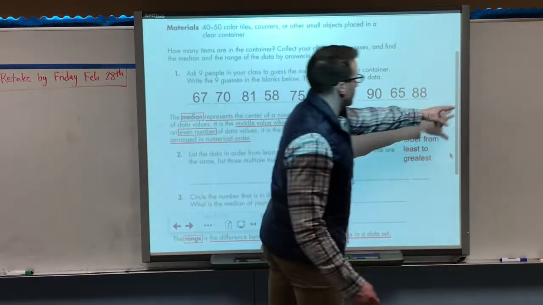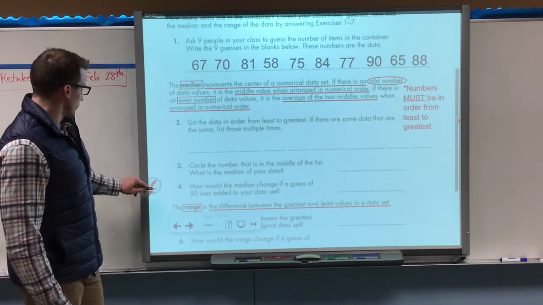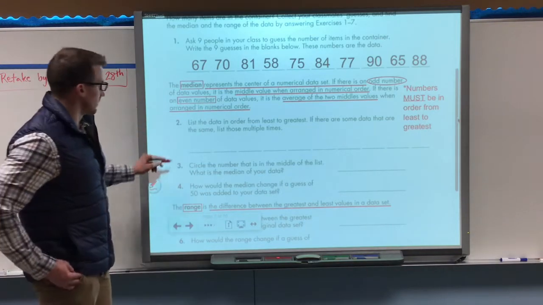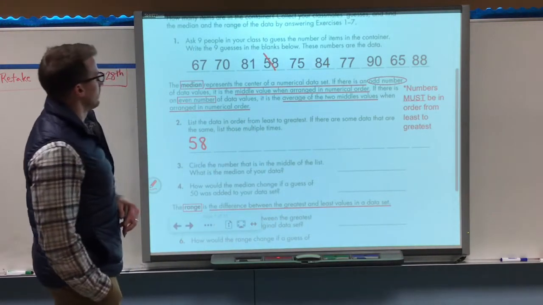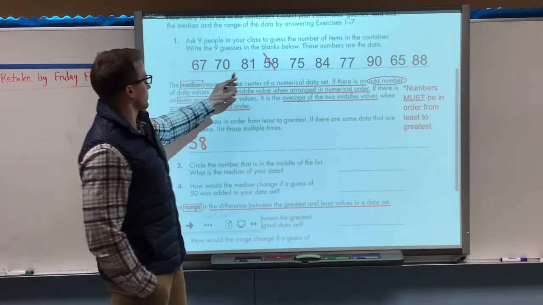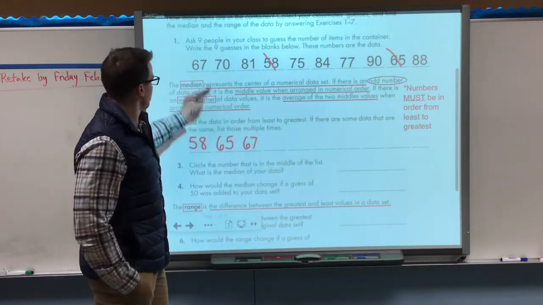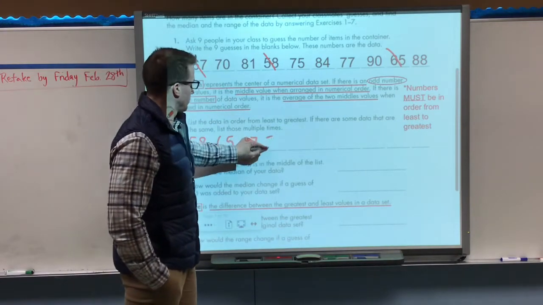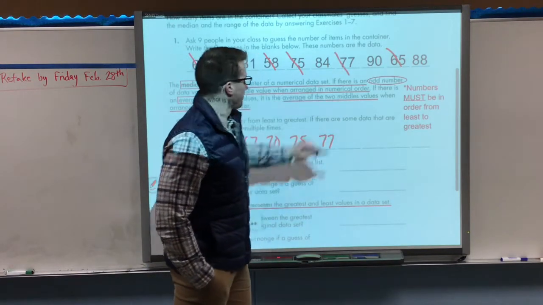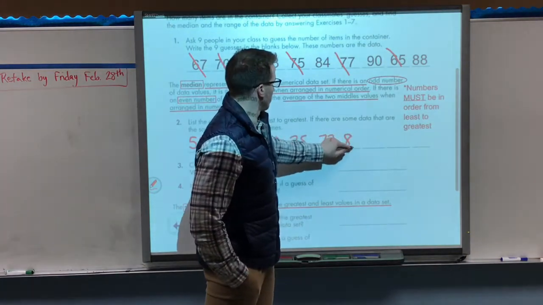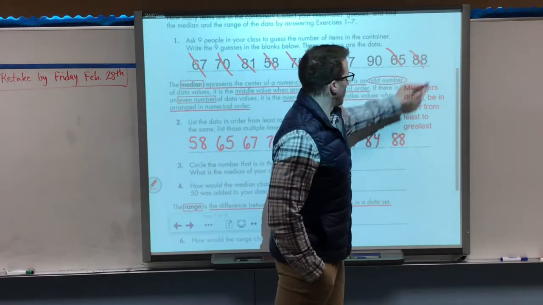So, using this information here, we're going to list those numbers in order from least to greatest, all right? So here we go. The smallest number is 58. So I cancel that out. That way I make sure that I got all these data numbers from this data set. So I have 58. The next smallest is 65, which is over here. The next smallest would be 67. After that, we've got 70, we've got 75, we've got 77, we've got 81, we've got 84, 88, and of course 90.